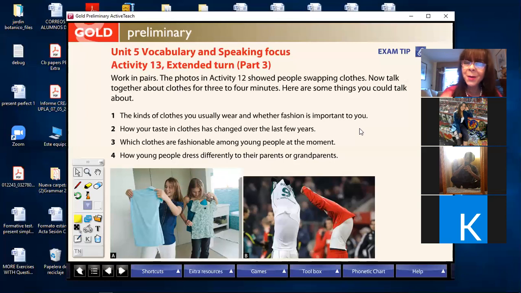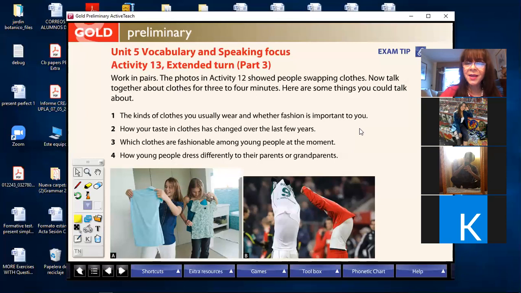Karen, what's your opinion about fashion? Is fashion important to you? I think not that much, but sometimes I like to be well dressed too because I feel well with myself. But sometimes I just use the first thing that I find and it's okay. Yeah, all right, okay. And Javiera, is fashion important to you, or not? Yeah, I kind of consider it important.